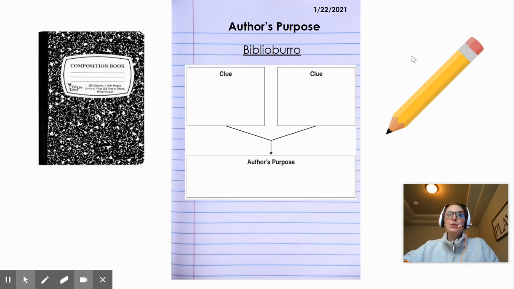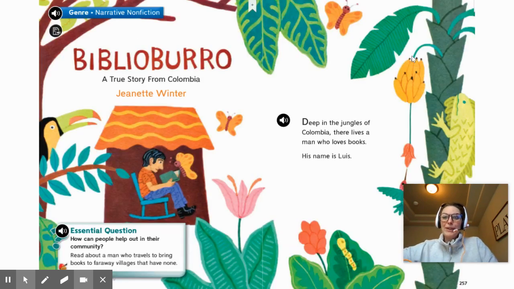Then you're going to draw this graphic organizer. There are two boxes at the top labeled Clue and a rectangle at the bottom labeled Author's Purpose. So please pause this video in order to copy this onto your own book, and then press play when you're ready to continue.